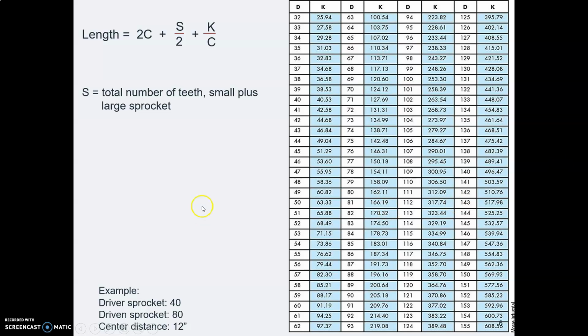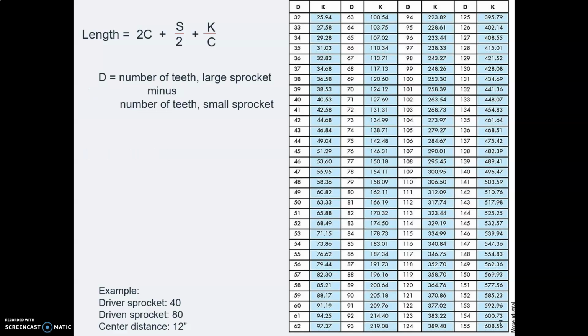Now let's look for S. S is the total number of teeth, those two added together. So we have 40 teeth plus 80 teeth equals 120. Our S number is 120. Now let's look for D. D is not in this formula, but D is in our table. So D is the number of teeth in the big sprocket minus the small sprocket. We have 80 teeth minus 40 teeth. That means D is 40.